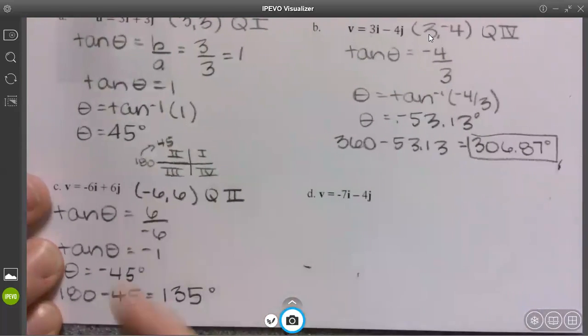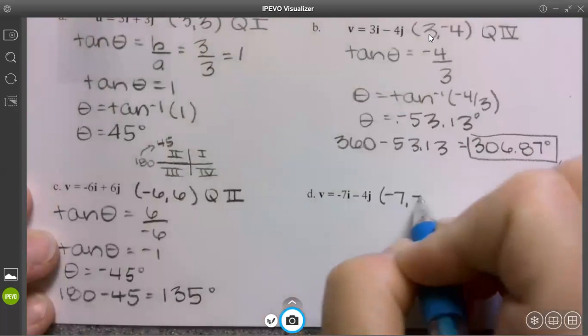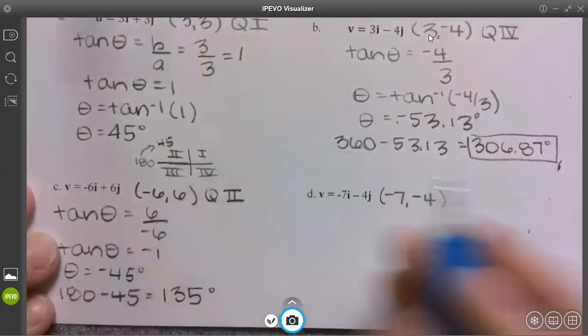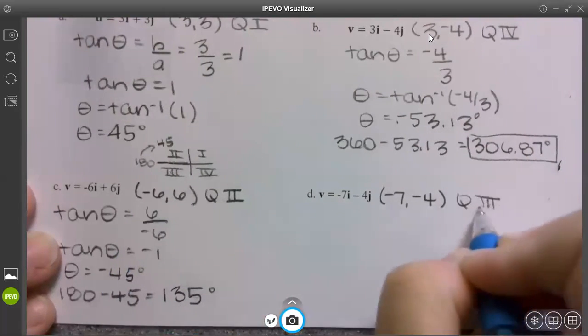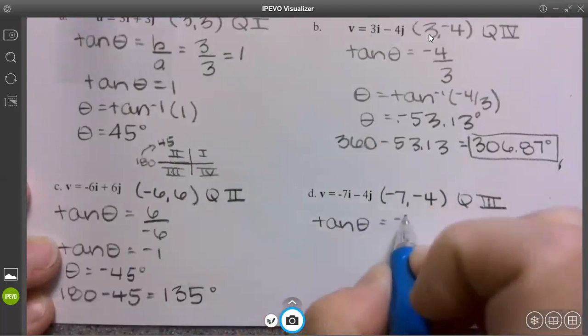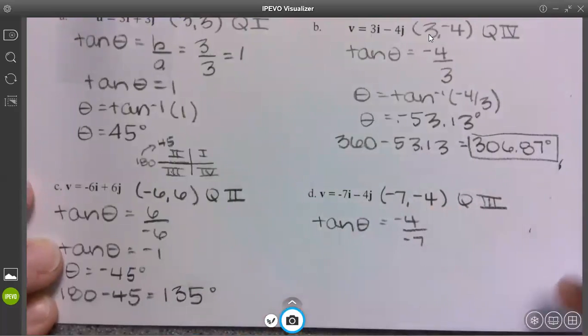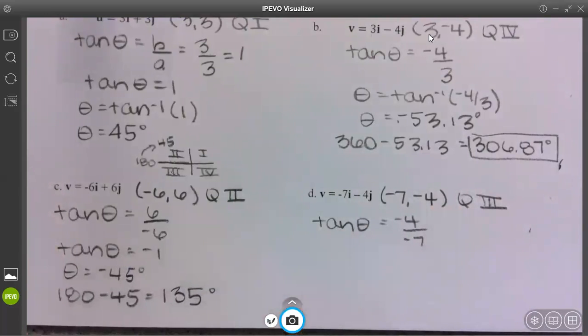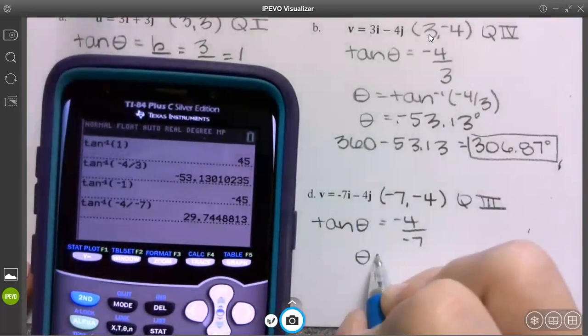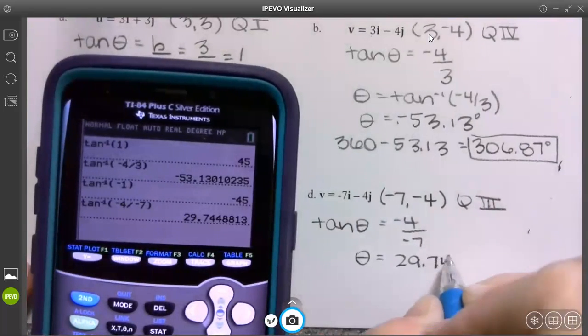The last one, we have the coordinate -7, -4. So if we go -7, -4, we're going to be in quadrant 3. We're going to set this up. Tan theta equals -4 over -7. Use your calculator to find that, and you can keep it just like it is. Tan inverse -4 over -7. You don't have to simplify it if you don't want to. Gives you that theta equals 29.74.